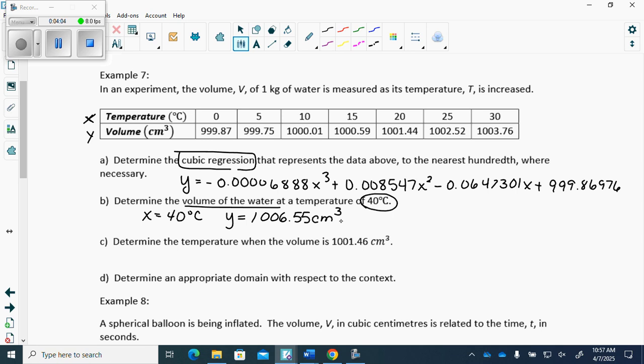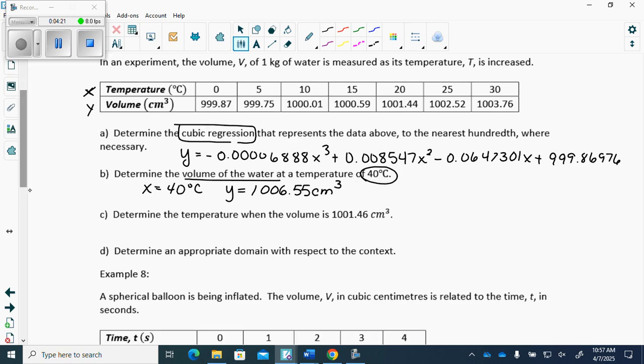So would we have to write a sentence on the test? Yes, it would say the volume of the water at a temperature of 40 degrees Celsius is 1006.55 centimeters cubed. Yeah? Sentences every single time.